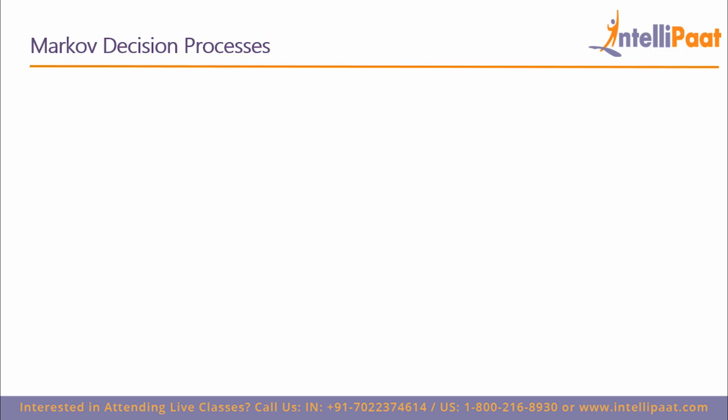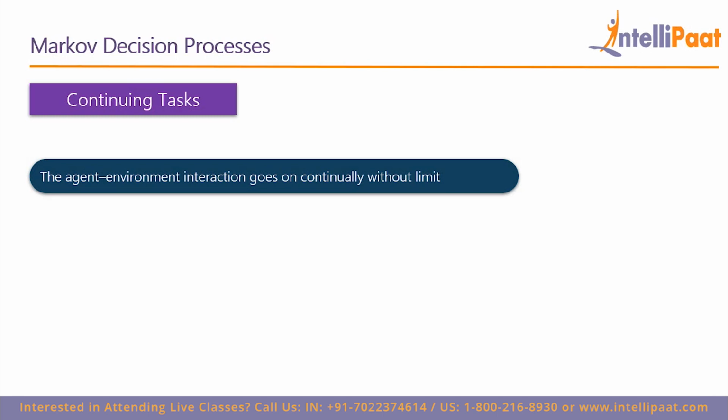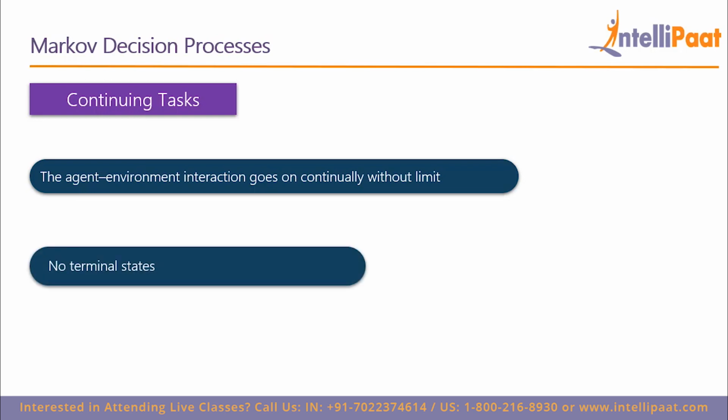There are other types of problems where the agent-environment interaction goes on and continues without any end. Such tasks are called continuing tasks. Continuing tasks cannot be broken up into independent episodes. The interaction goes on continually and there are no terminal states.